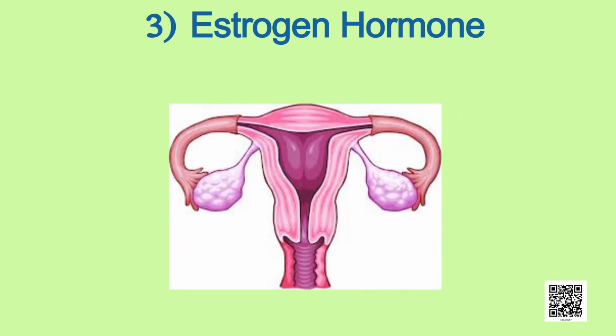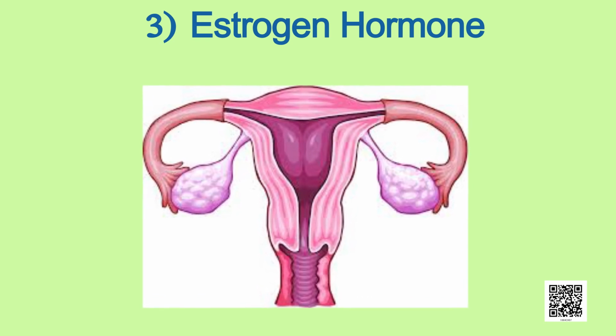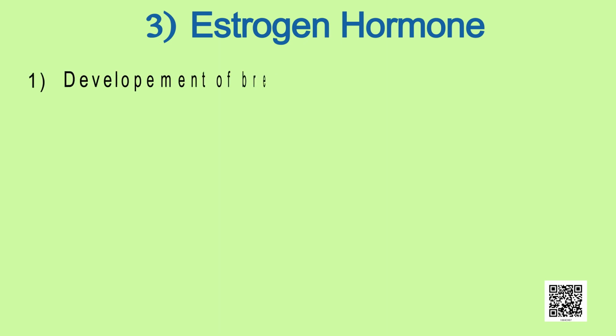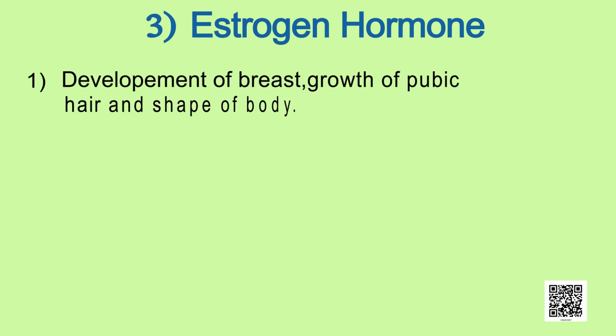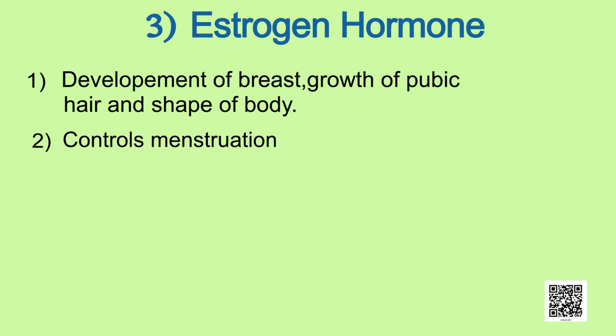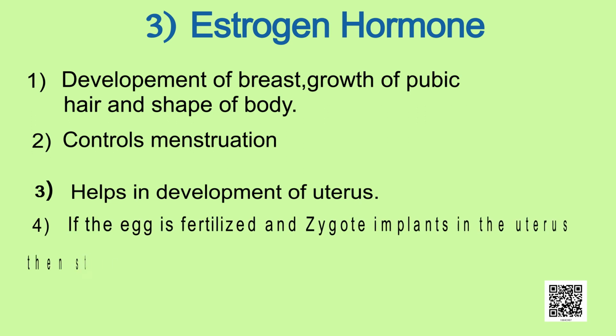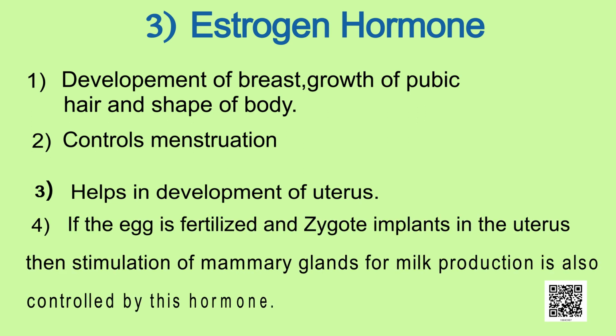Estrogen hormone. In females, estrogen controls changes associated with puberty in females. Apart from this, it also helps in physical changes such as development of breasts, growth of pubic hair, and shape of body. This hormone also controls menstruation. It also helps in development of uterus. If the egg is fertilized and zygote implants in the uterus, then stimulation of mammary glands for milk production is also controlled by this hormone.